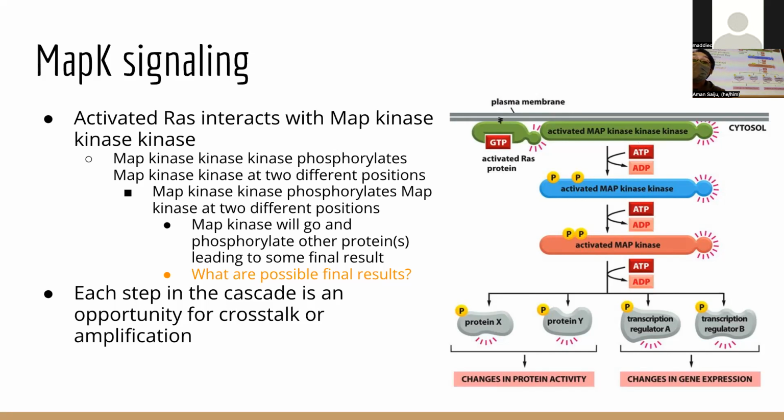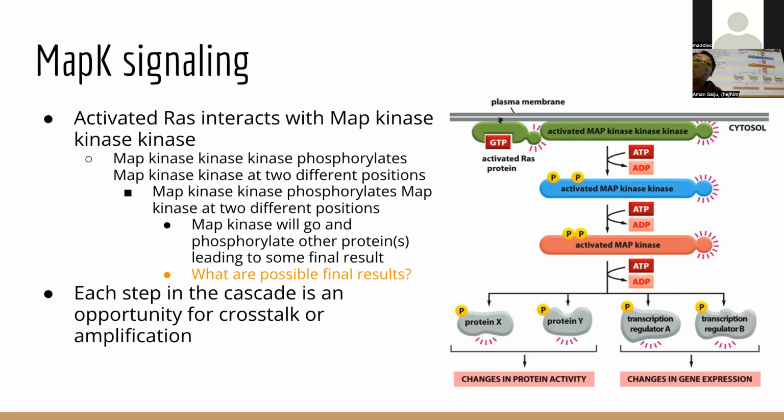So MAP 3K activates MAP 2K. MAP 2K is also a kinase that activates MAP K. MAP K itself is also a kinase. It's very degenerate, but right. Do you understand why there are 3 different MAP Ks? Yes. So this one will activate this one, which will activate this one.